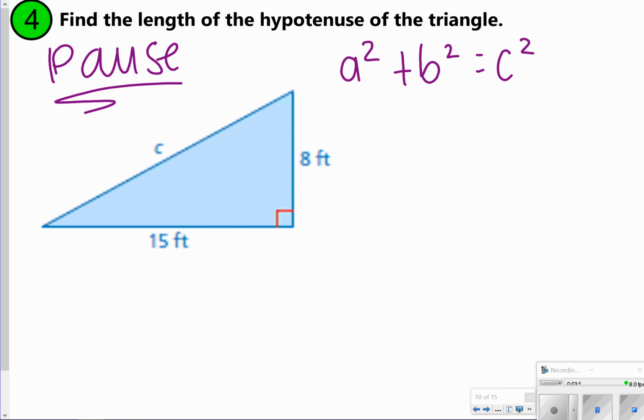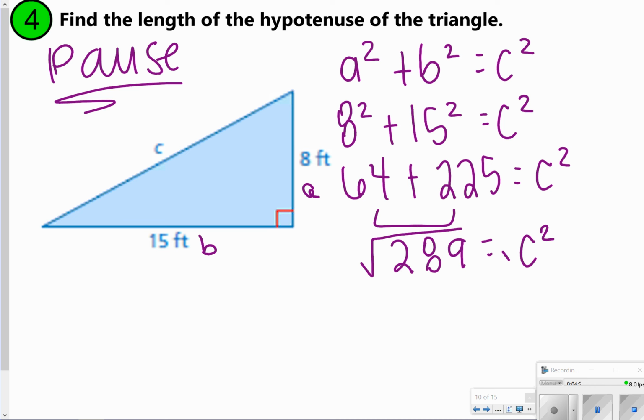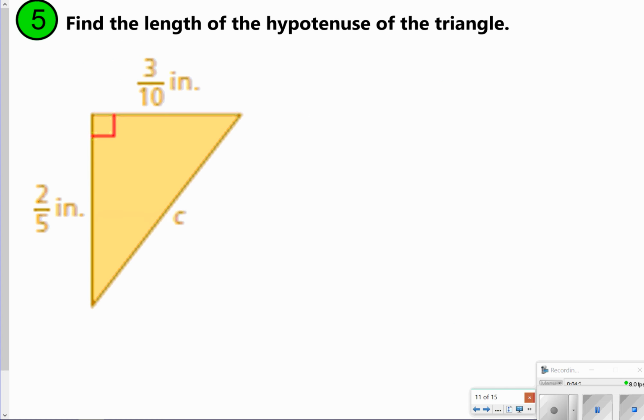Okay, in this one I said A was 8 and B was 15 because they're both touching that right angle. So I'm going to say 8 squared plus 15 squared is equal to c squared. 8 squared is 64. 15 squared is 225. 64 plus 225 is 289, and that's equal to c squared. Again, I just find the square root of 289, and that's going to give me 17 feet.